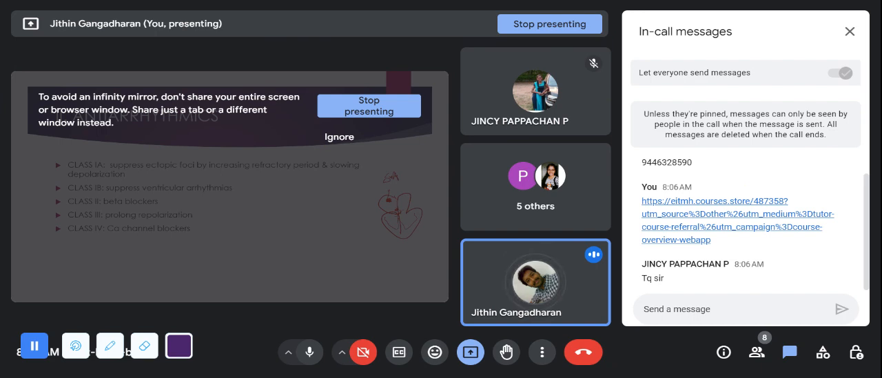Ectopic means anything apart from the original area. Like, what is an ectopic pregnancy? An ectopic pregnancy means a pregnancy which is not present in the uterus. It can be in the fallopian tube, the ovaries, the abdomen, the vagina, the cervix, any area apart from the uterus. So ectopic means anything apart from the original place. So the class 1A drugs will suppress these ectopic foci.